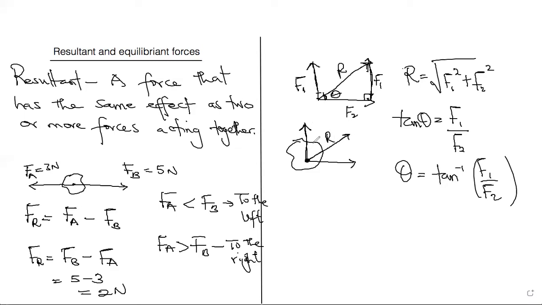It will not move in this direction, neither in this direction, but in this direction at this angle theta that you calculate using this formula. Okay. That's for two forces acting at right angle. So what if the forces are not acting at right angle?